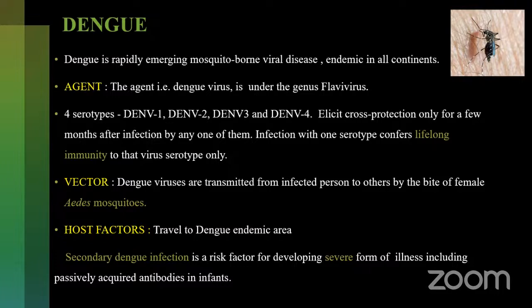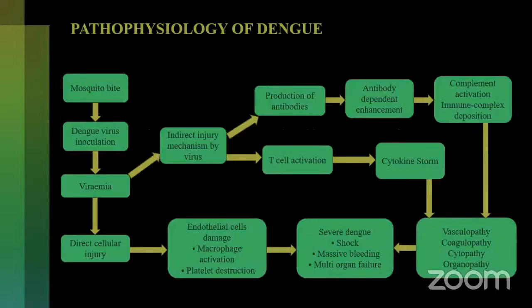Certain host factors like travel to dengue endemic areas and presence of any secondary dengue infections could be a risk for development of a severe form of illness. Even passively acquired antibodies, like in infants, could be a risk factor for the development of severe illness.